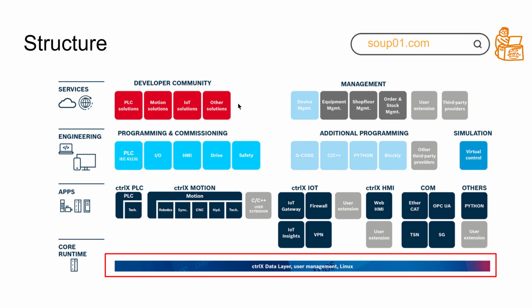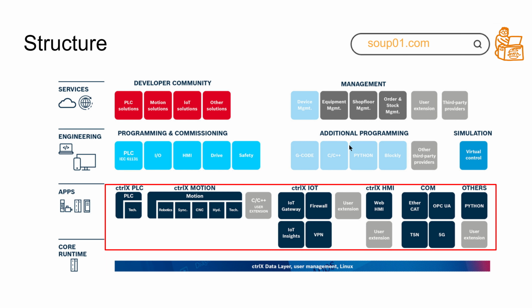Here is the structure that I captured from Google. In the bottom layer, there's a core runtime with ctrlX OS, which is Linux-based. Then you have a data layer to exchange data between all the apps. For the apps layer, if you want to use PLC, you use PLC apps. If you want to use motion, you have motion apps, and all the other things you want to use.